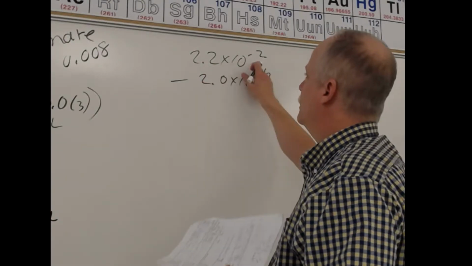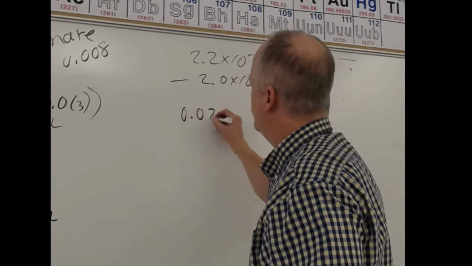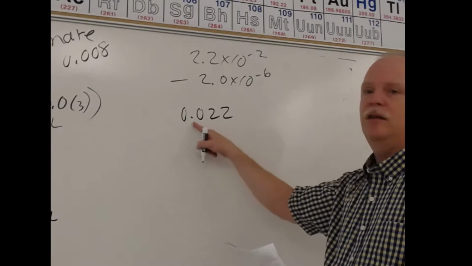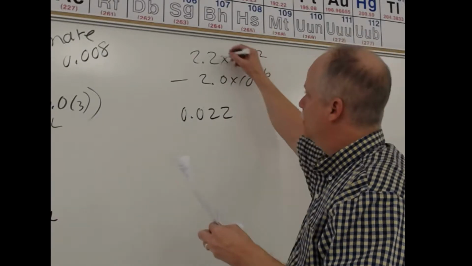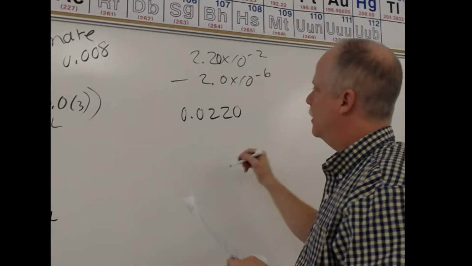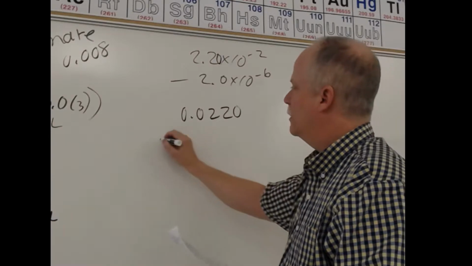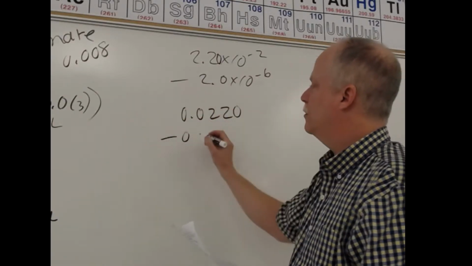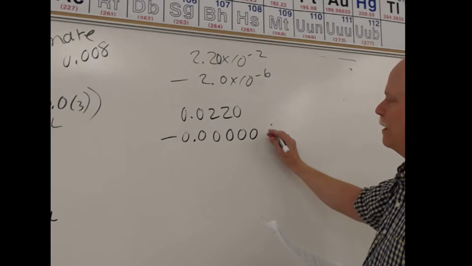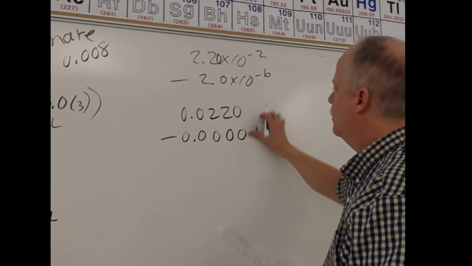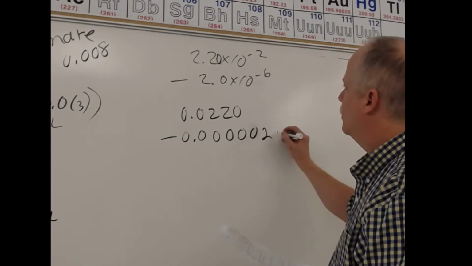So this is 2.2 times 10 to the minus 2, so that means we're going to move that decimal place to the left, so 0.022. Does everybody agree with that? I've moved it to the left 2 places. And the next one is 2.0. Oh, I should put this up here, 2.20. So I have out to that 2.20. I've got to keep that 0 because it's significant. And then I'm going to subtract. And now I'm moving 6 decimal places. So I have 5 zeros: 1, 2, 3, 4, 5. Yeah, 5 zeros and a 2.